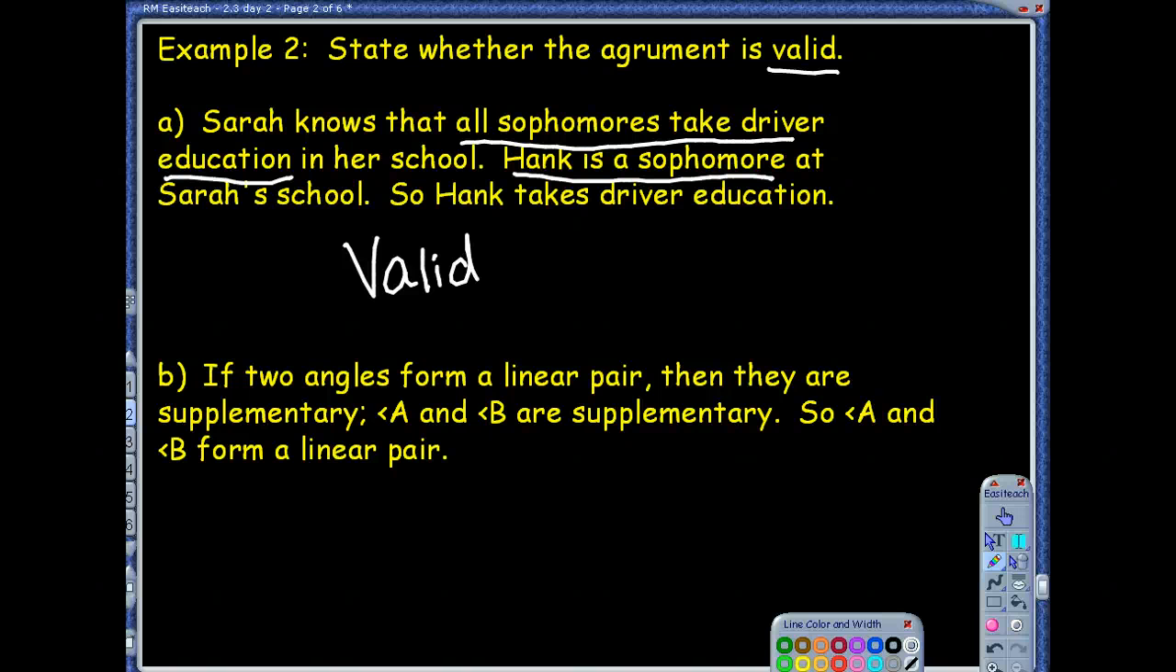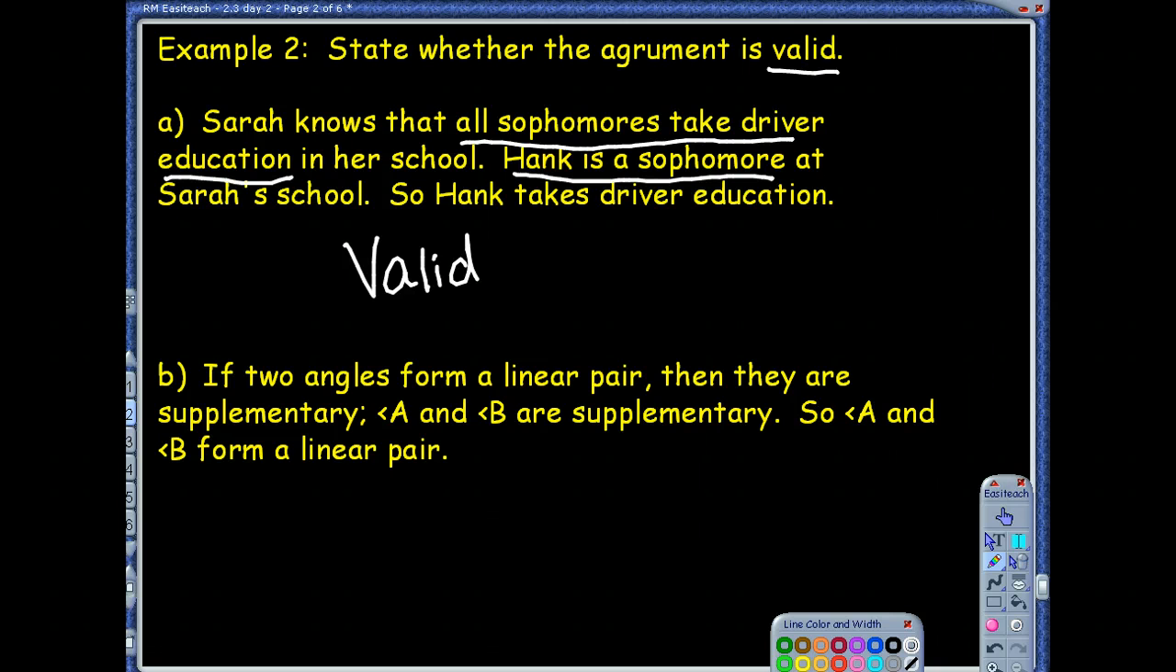Conditional statement out of that. Yes, you can look at the hypothesis and conclusion. Awesome. Okay, now B says if two angles form a linear pair, then they are supplementary. Angle A and angle B are supplementary, so angle A and angle B form a linear pair. Right. That first sentence, that if-then, that conditional, I know, because we talked about this.